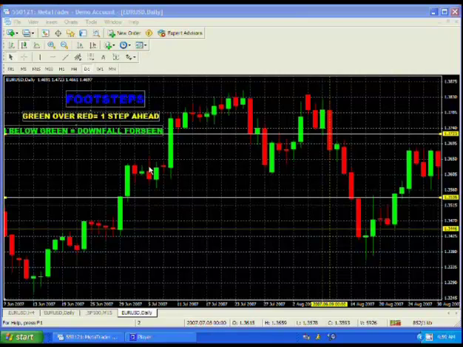Now the flip side of mother is what? Father. And when we talk about father, we're talking about outside bars. And we call an outside bar father because father is the protector. And let's see this small range green bar here. It fell within the range of this green bar.